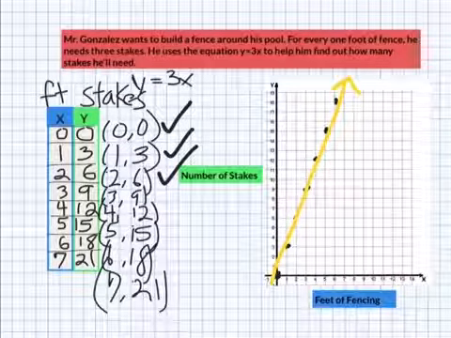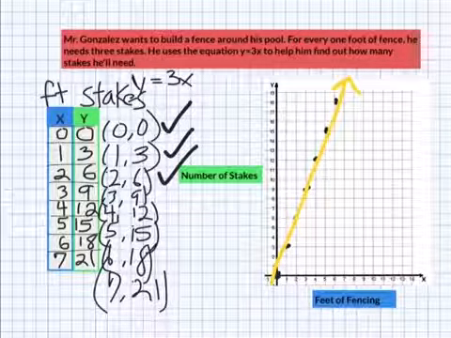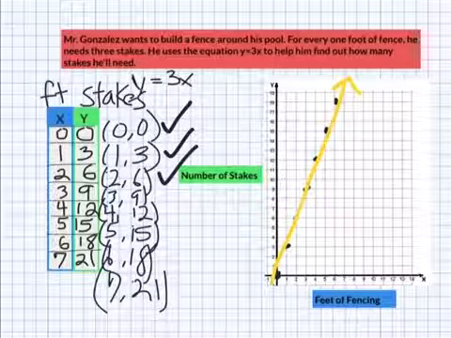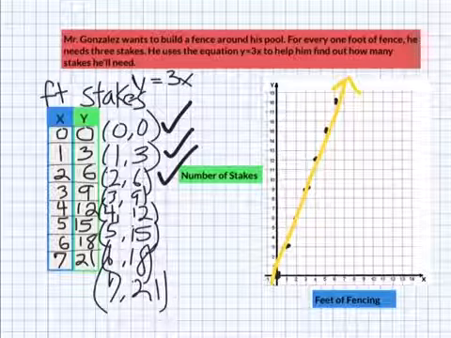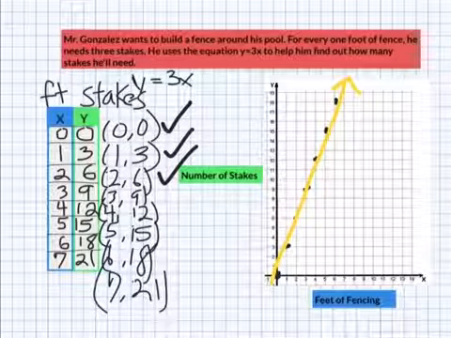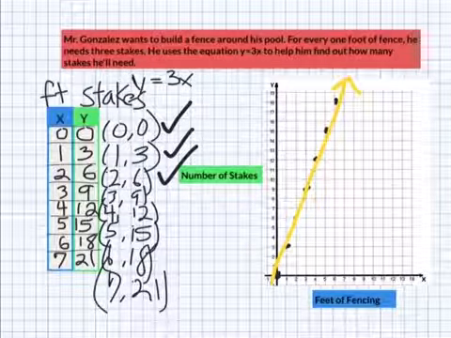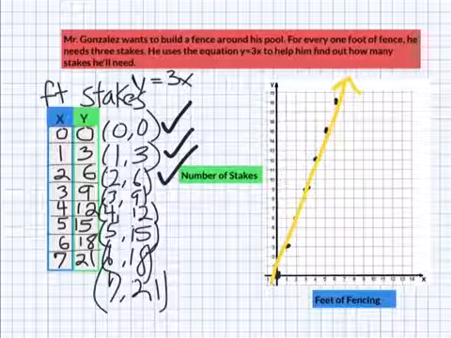So, in order to figure out how many stakes he needs, Mr. Gonzalez can use this graph of a line to help him figure out, okay, well, with 6 feet of fencing, I would need 18. With 5, I need 15. So graphing lines is a great way to help figure out any type of problem in the real world.